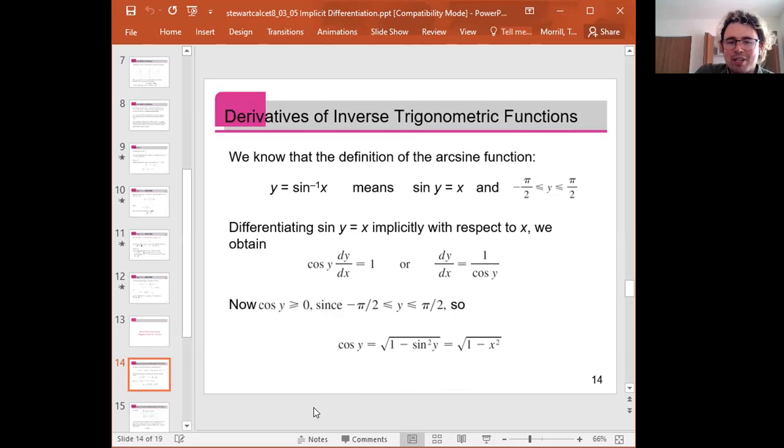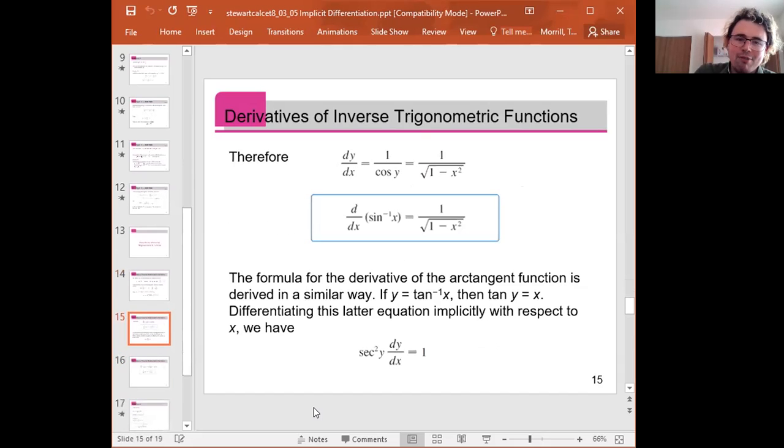Putting all of this together gives me a formula for the derivative of the inverse sine function. So if y equals sine inverse of x, or arc sine of x if you prefer, then the derivative of that function is going to be 1 divided by the square root of 1 minus x squared.